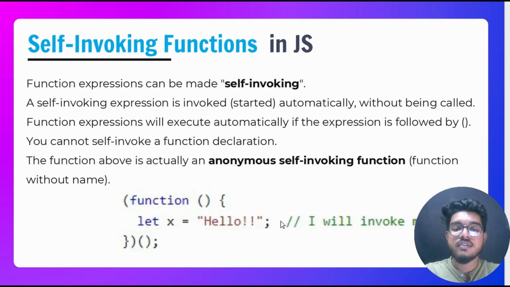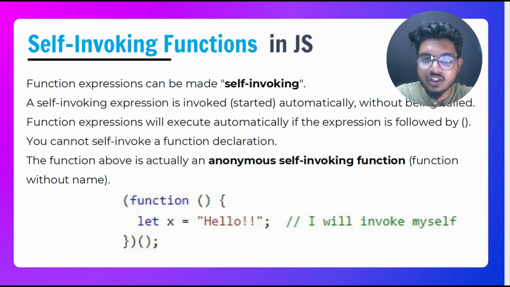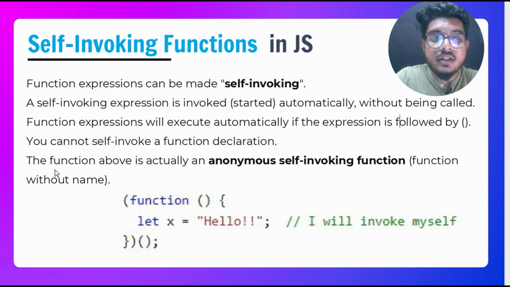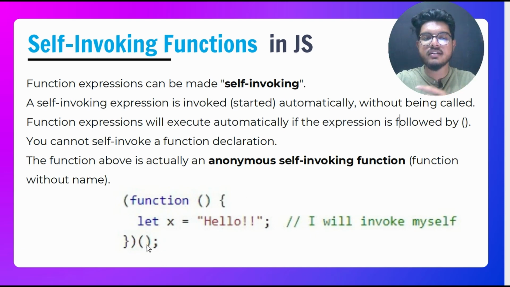Self-invoking functions. It is similar to anonymous functions. Anonymous self-invoking functions, learn about this. A function expression can be made self-invoking. A self-invoking expression is invoked automatically without being called. A function expression will execute automatically if the expression is followed by parentheses. You cannot self-invoke a function declaration. The function above is actually an anonymous function because it does not have any function name. It invokes automatically because you are calling the function here. So it is nothing but an anonymous self-invoking function.